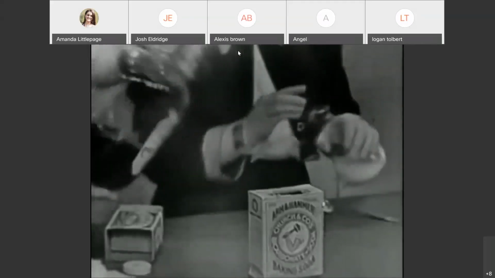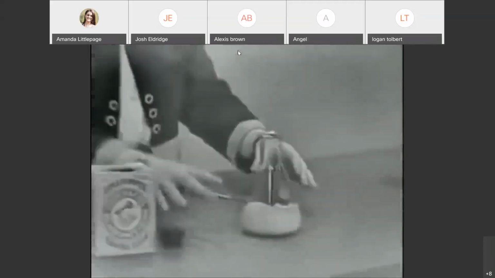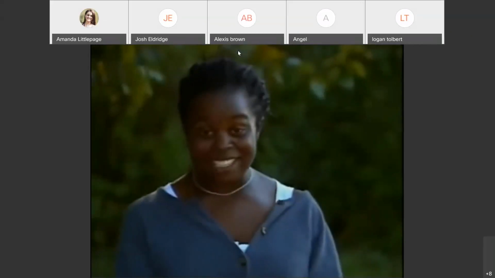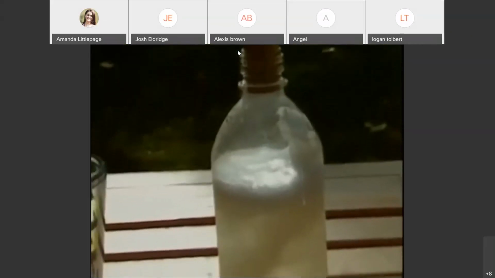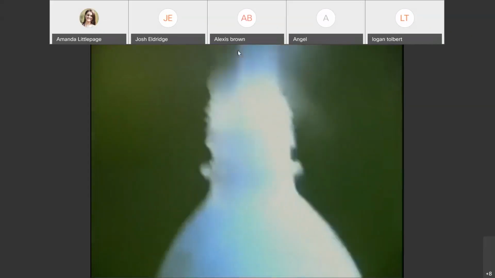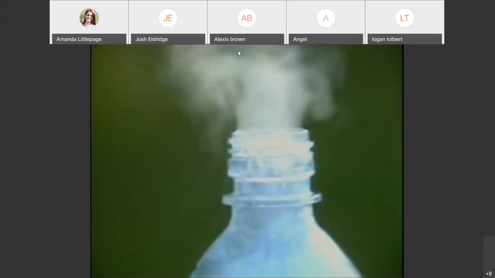Okay, put the top on, shake it up, it popped right off. The baking soda and vinegar cause a chemical reaction that builds up pressure inside the bottle. The cork pops off because the chemical energy changed to moving energy.